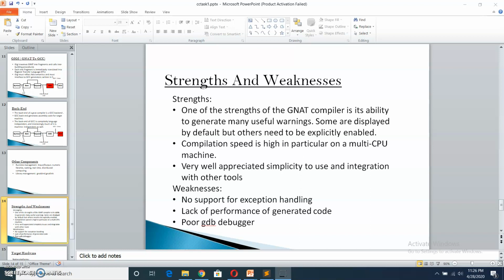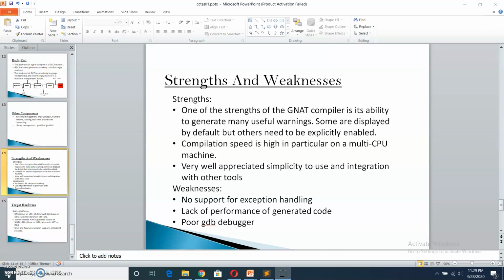The strengths of the GNAT compiler are its ability to generate many useful warnings. The compilation speed is high on a multi-CPU machine. Also, the GNAT compiler is very much appreciated for its simplicity and many plugins are available in order to integrate with other tools. The very few weaknesses of the GNAT compiler include its inability to support exception handling and a poor GDB debugger.